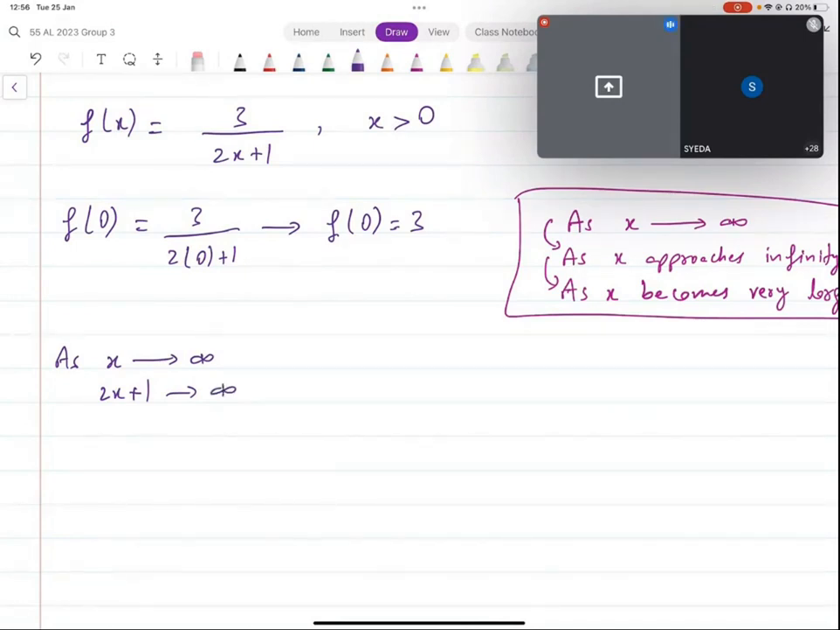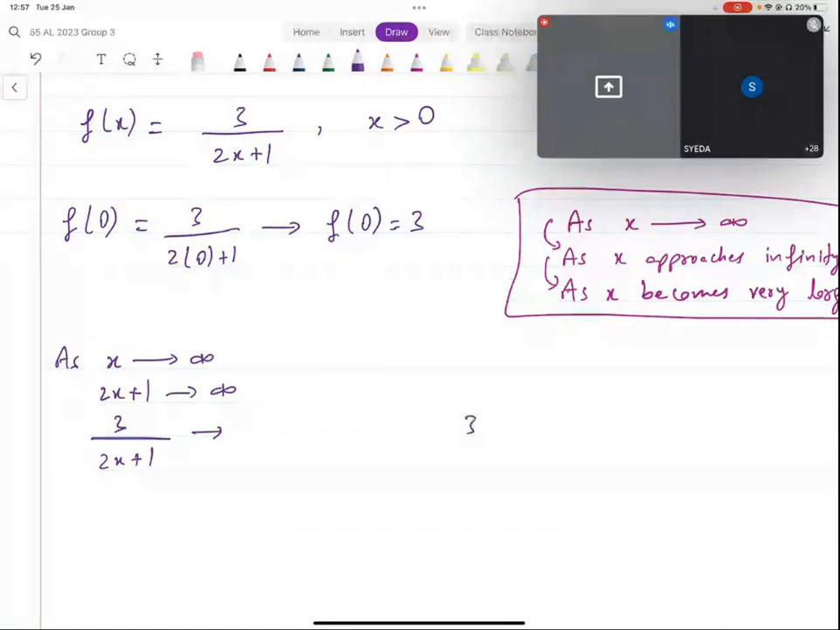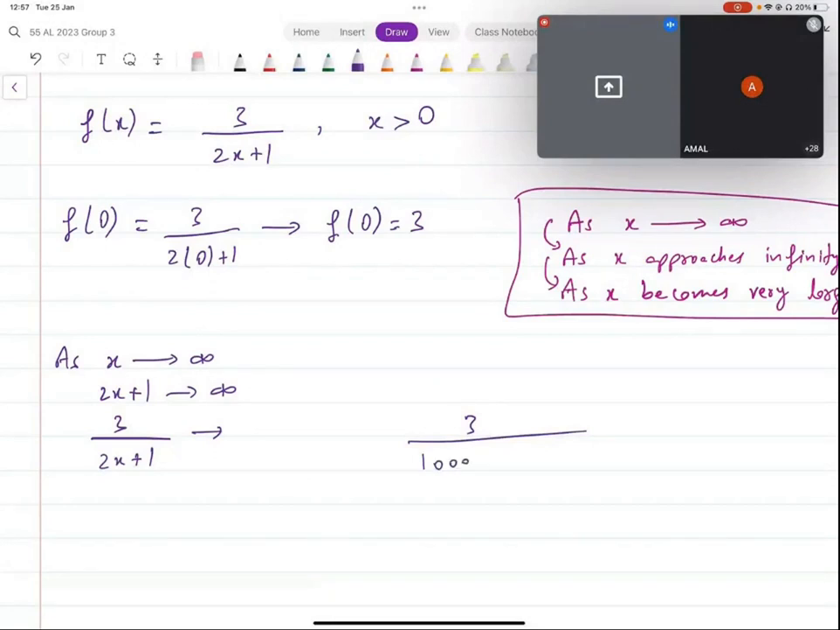But then what about 3 over 2x plus 1? हमने एक कांस्टेंट को डिवाइड कर दिया इतने बड़े नंबर से. So you can think of it like this. Extremely small, right? So 3 over, let's say 100000, you can keep adding zeros to this. 3 divided by an extremely large number, this will be extremely small. It will approach 0. ये 0 के बिल्कुल पास चला जाएगा.